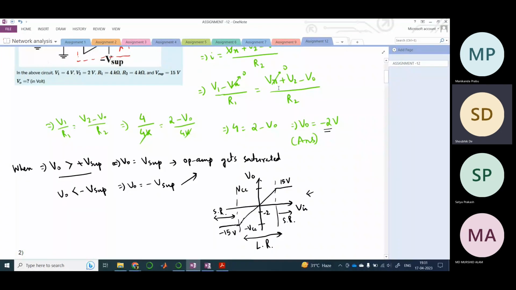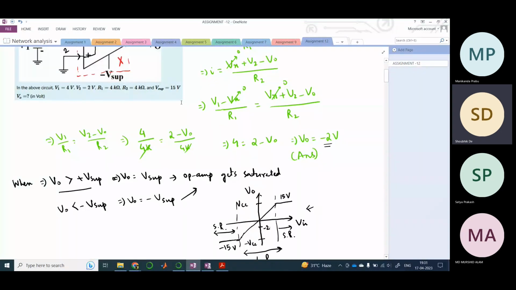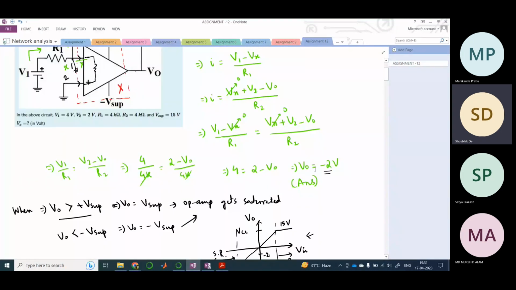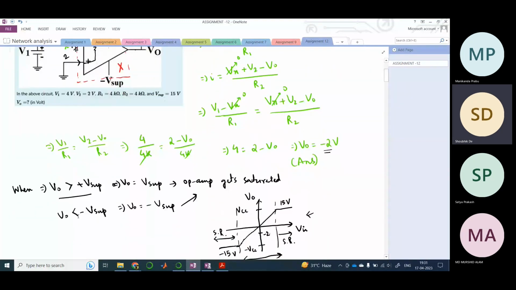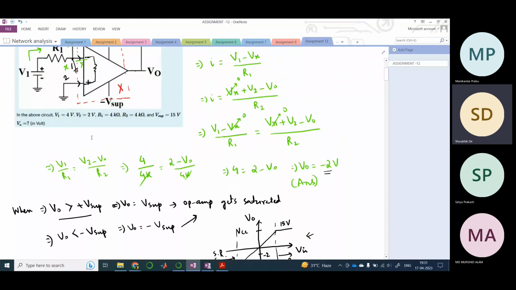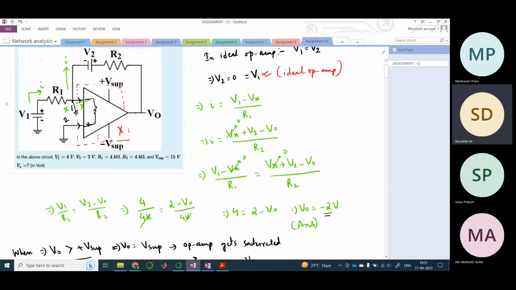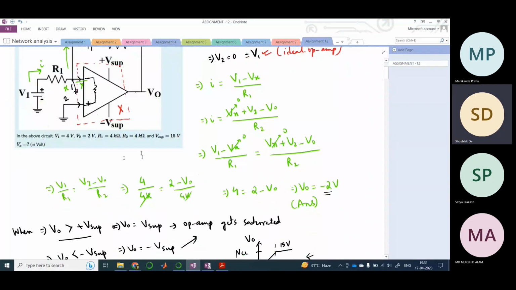So basically, while solving the problem, you need to take care of this. If your V0 is greater than plus VCC, or if it is less than minus VCC, then you need to implement these two conditions. Otherwise you don't need to make any changes. I hope this is clear.